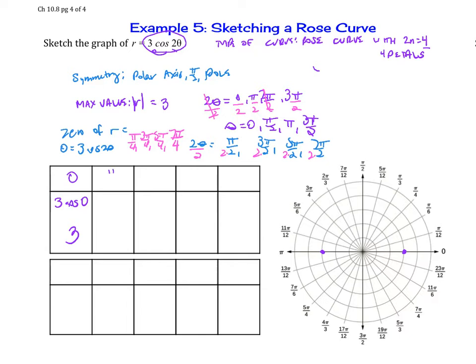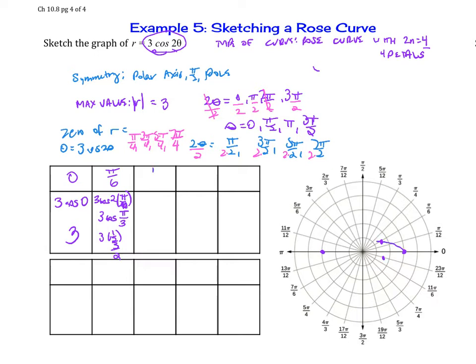Now let's try pi over 6. So 3 cosine of 2 times pi over 6. So we're really looking at 3 cosine of pi over 3. And cosine of pi over 3 is a half. So this is 3 halves. So at pi over 6, we're at 1.5 right here. And then it's going to be the same on the other side. So I know it's starting to make this curve here.